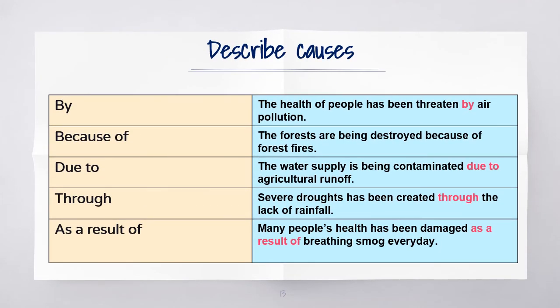To describe causes in the passive voice, we can use prepositions of manner like by and prepositions of cause and effect like because of, due to, through, and as a result of.